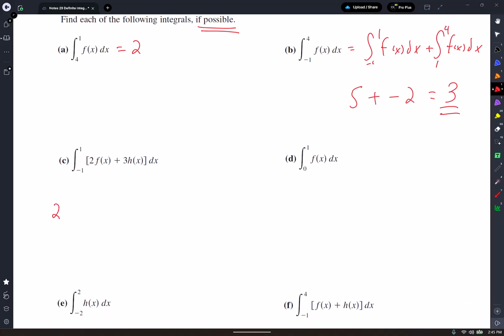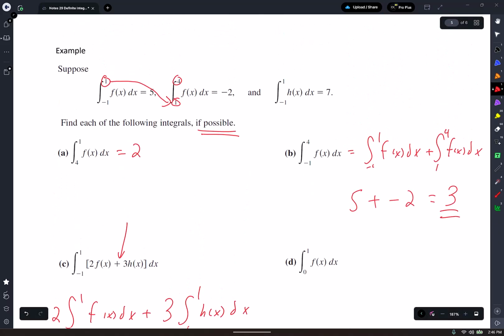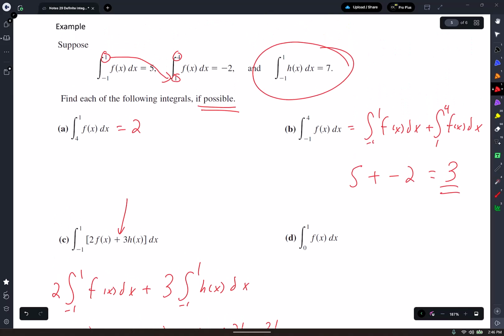I'm just rewriting it. 2 integral -1 to 1 of f of x dx plus 3 integral -1 to 1 of h of x dx. Those are just constants. And there's a plus in the middle. So 2 times the integral from -1 to 1 of f of x, which was 5, plus 3 times the integral from -1 to 1 of h of x, which is 7. So 2 times 5 is 10. 7 times 3 is 21. 21 plus 10, 31. Yay or nay? Okay.